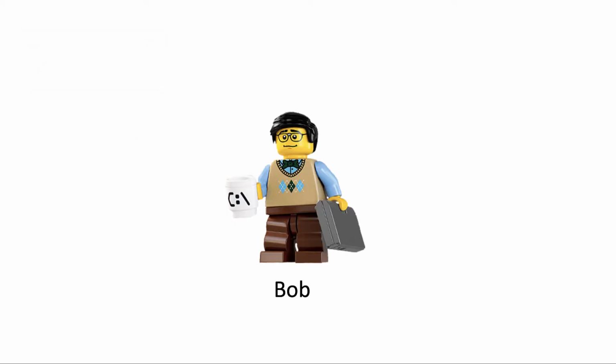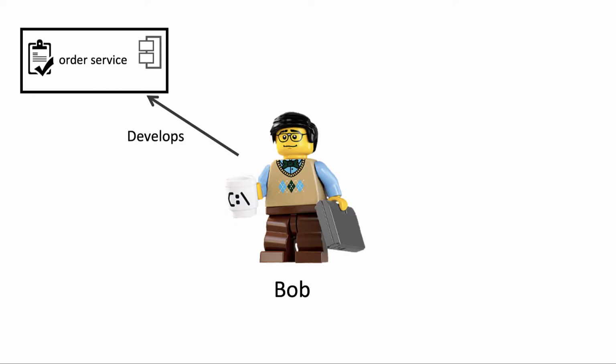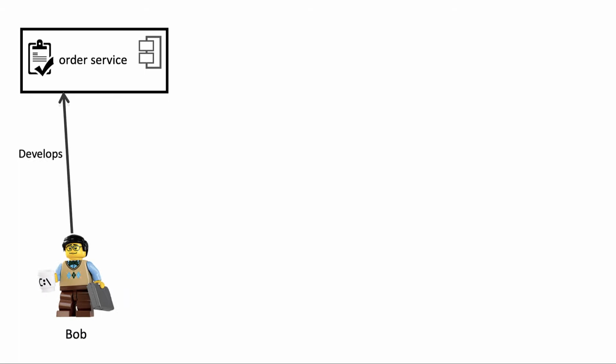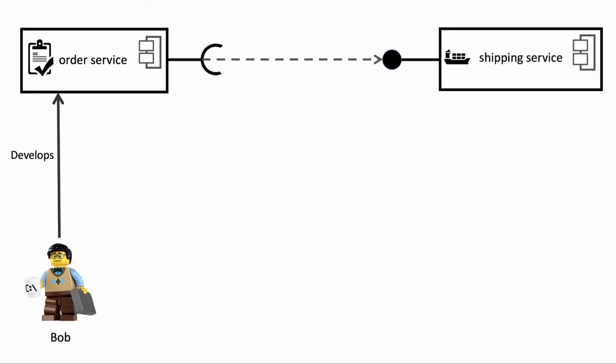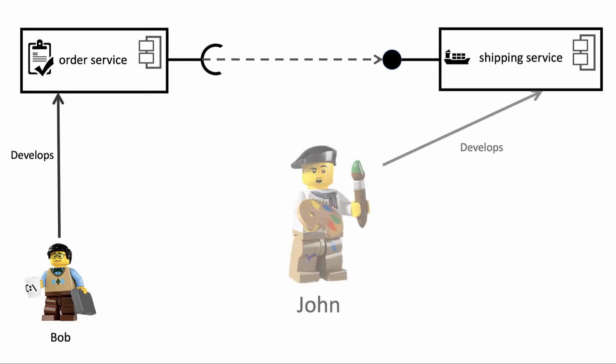Hello, this is Bob, a developer. Bob works for a company which builds a webshop as microservice architecture. He's responsible for developing an order service. The order service should consume the interface of a shipping service, which is developed by an independent team of another company. One of their developers is John.